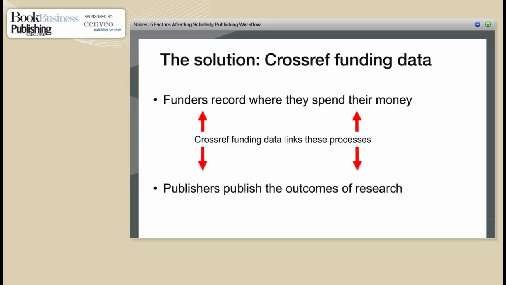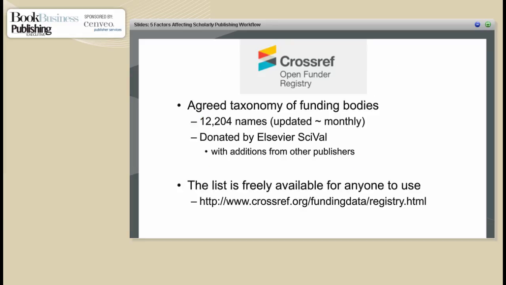So it starts with a taxonomy of funding body names that Crossref maintains. We call it the Open Funder Registry. It's freely available for anyone to use. It is a list of names that was donated originally by Elsevier and is maintained by Elsevier. We feed back to Elsevier suggested names or candidate names on a regular basis. And so the list of names grows.